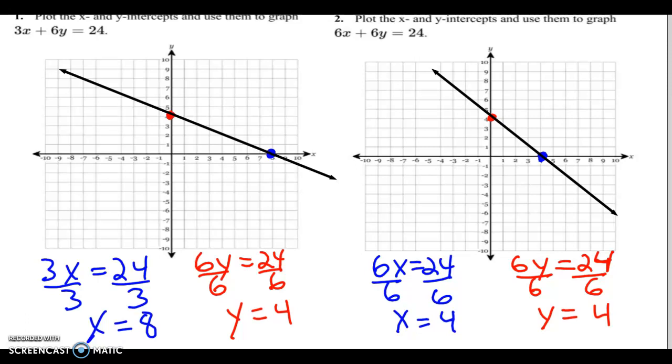And that's it. That is a quick little video on using x and y intercepts.